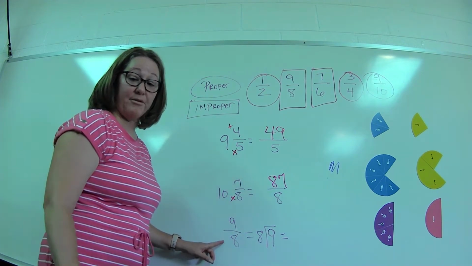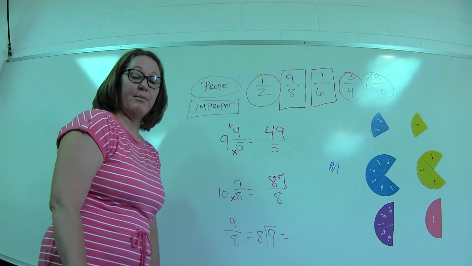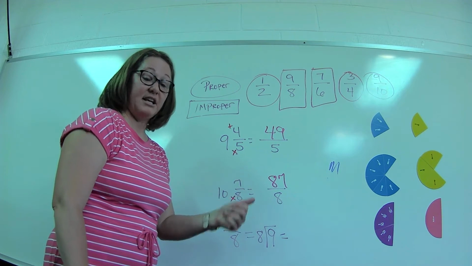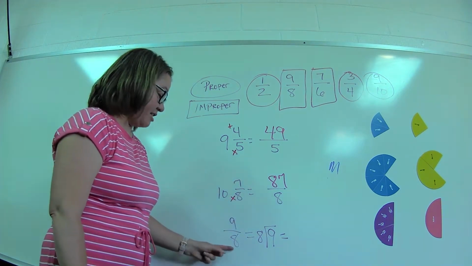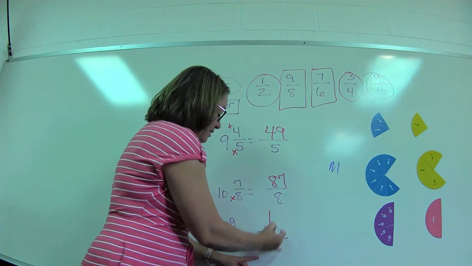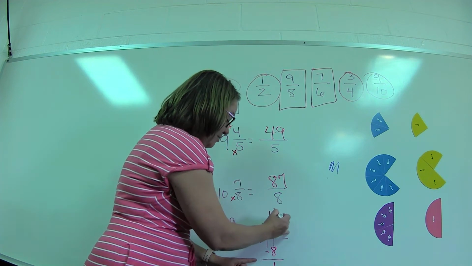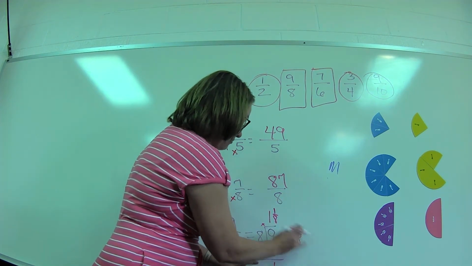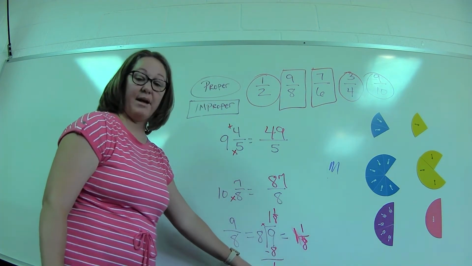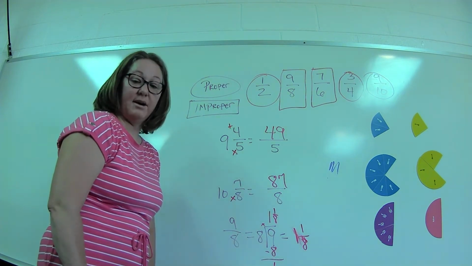Now we have 9/8. This is an improper fraction and we need to put it into a whole number or a mixed number. Remember, anytime you have an improper fraction, you will either get a mixed number or a whole number. So 9 divided by 8: 8 can go into 9 one time. We multiply back. We get 8. Subtract. We get 1/8. Sorry, 1 1/8. Remember, our remainder becomes our numerator. Our divisor becomes our denominator.